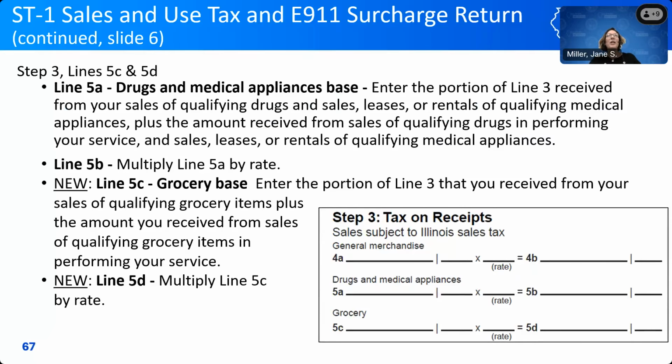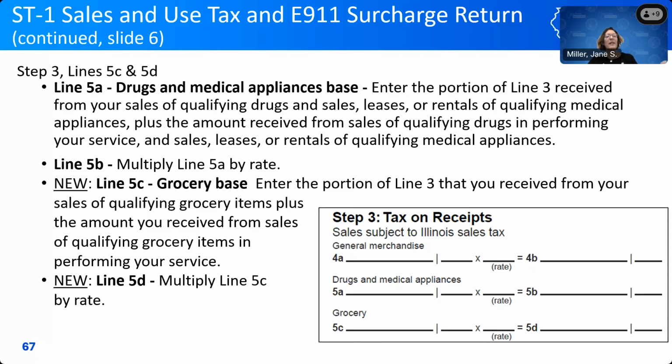Our next change is in Step 3. Line 5A used to be for drugs, medical appliances, and groceries, but now it's going to be for drugs and medical appliances. So enter the portion of line 3 received from your sales of qualifying drugs and sales, leases, or rentals of qualifying medical appliances, plus the amount received from sales of qualifying drugs in performing your service and sales, leases, or rentals of qualifying medical appliances.